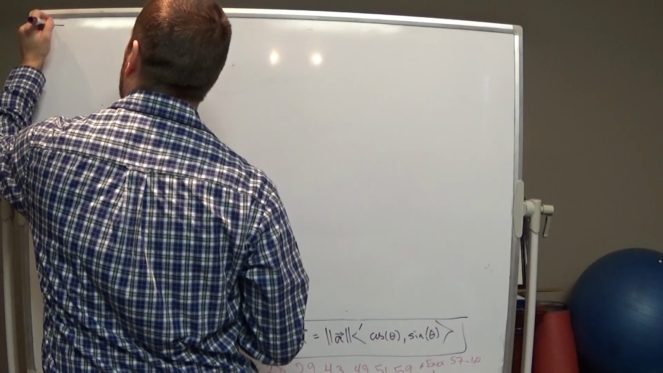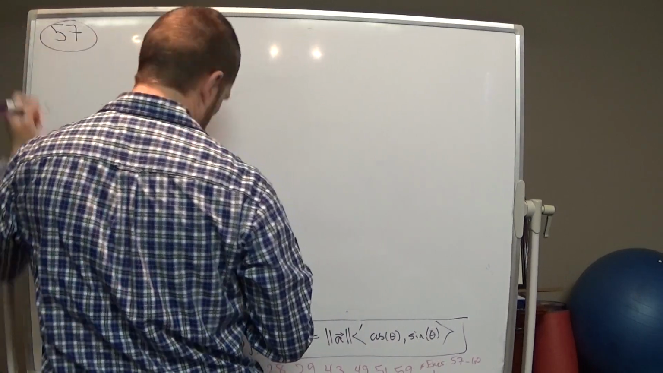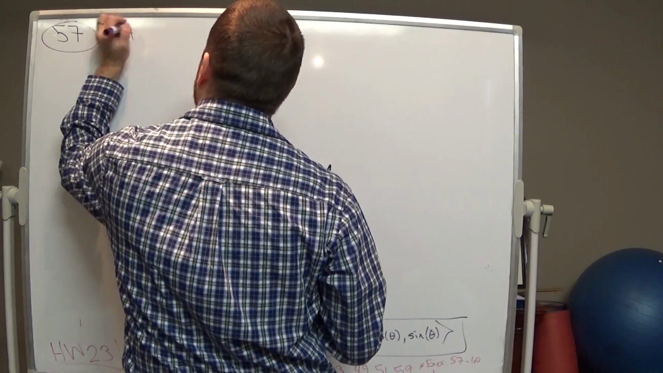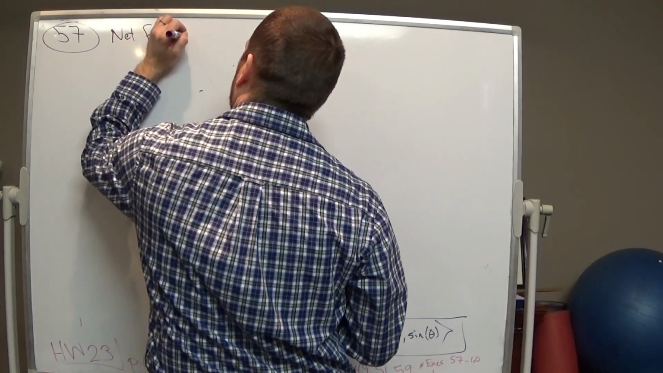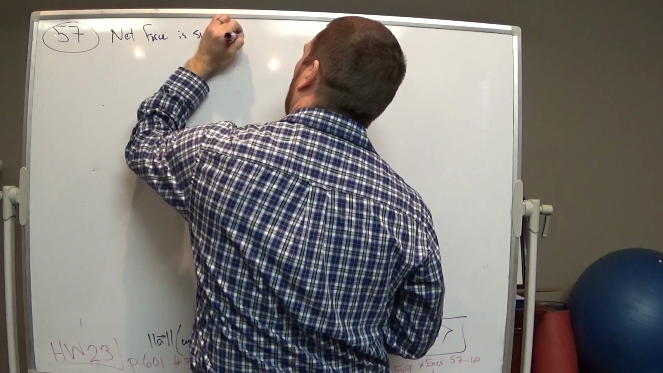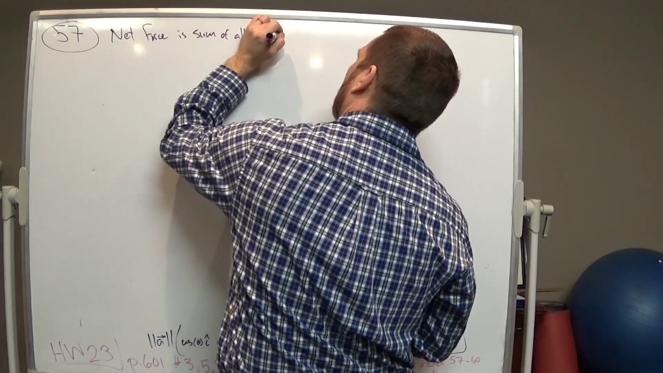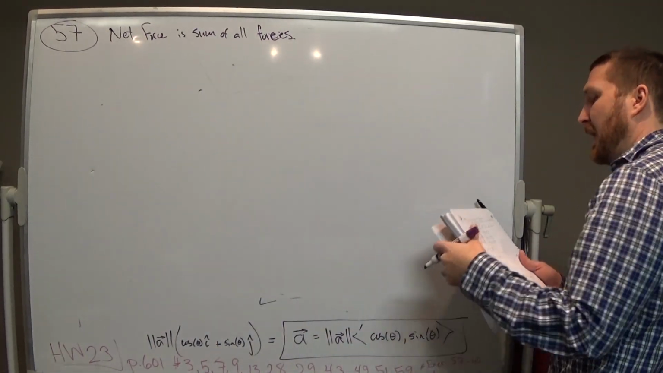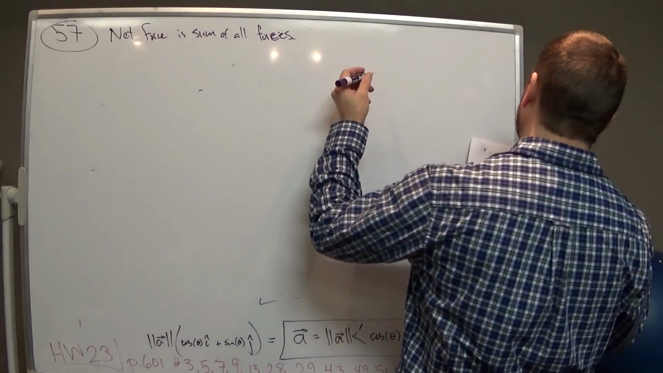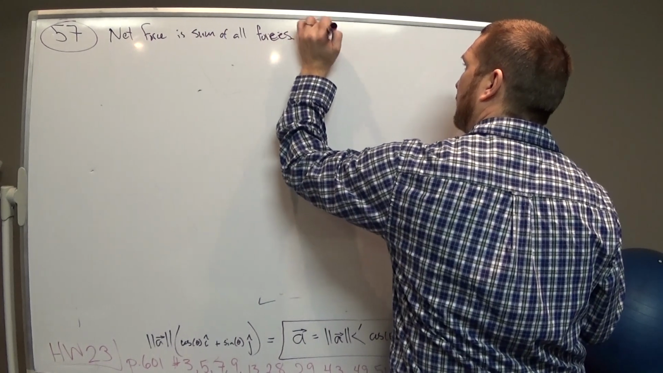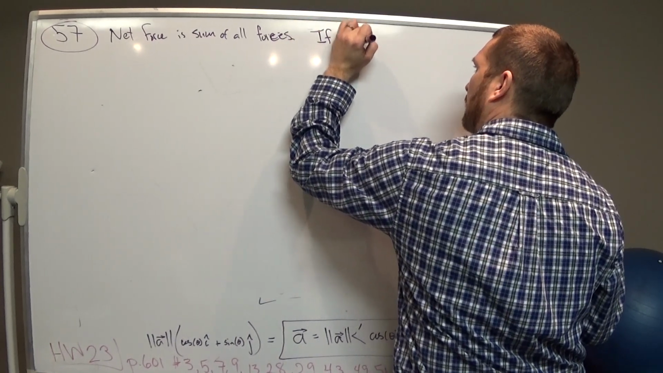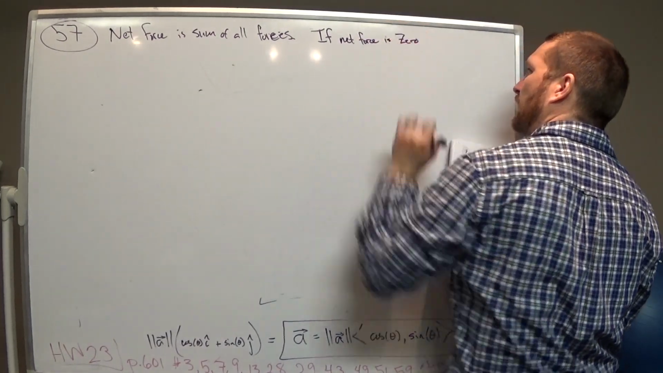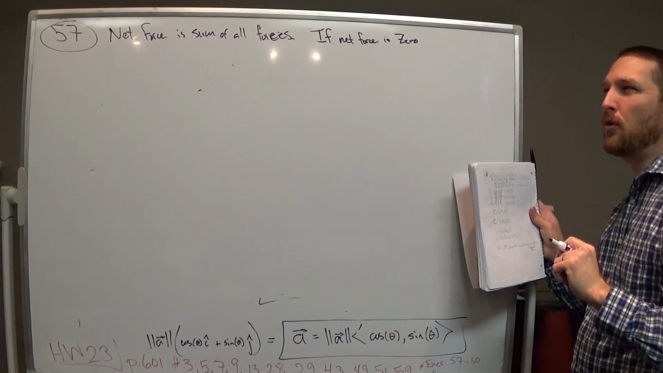This is number 57. And recall that the net force is the sum of all forces acting on an object, blah, blah, blah. Now here's something new. If the net force is 0, that is the 0 vector.